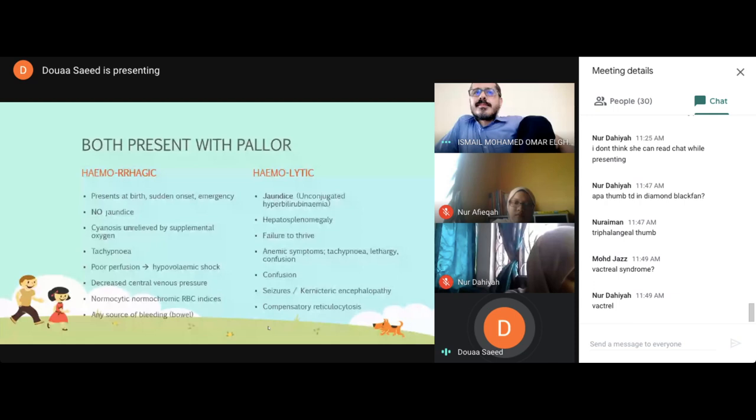In hemolytic, remember that there will be jaundice. They can also present with hepatosplenomegaly and failure to thrive because their blood is being hemolyzed. They can also present with seizures or kernicteric encephalopathy because of the unconjugated hyperbilirubinemia, and there can be reticulocytosis.